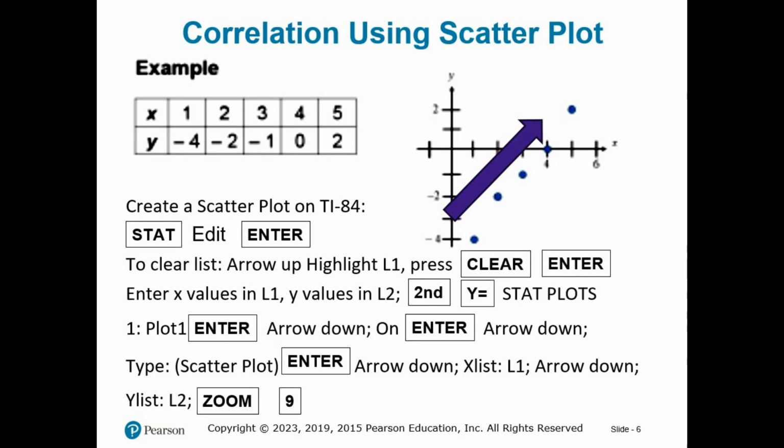Other people may have to select from a list, L1 or L2, depending on your calculator. When you've done all of that, press the zoom button, then the number 9, and it should provide a scatter plot for you of all these points. Okay, so why did we do this? Well, we wanted to see the relationship between the ordered pairs, the way they were related to each other in a linear way. Let's talk about the different types of correlation.